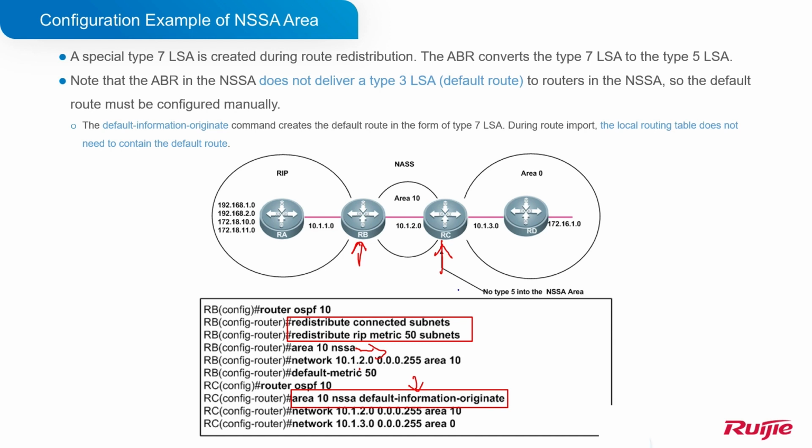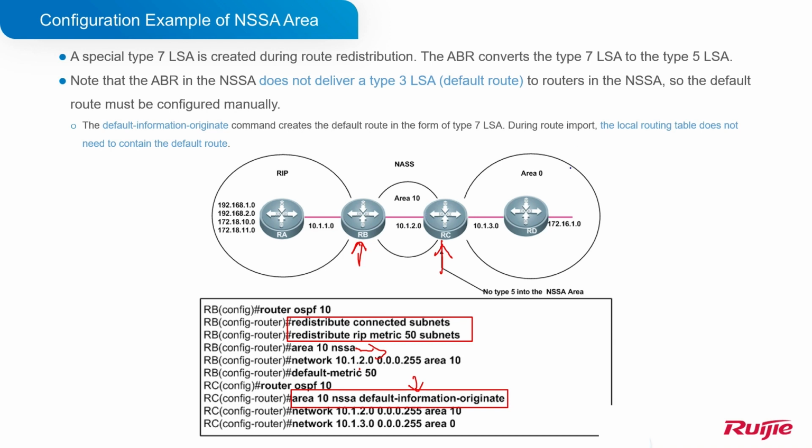But for the NSSA area, there is a little difference because we can't deliver the default route to the NSSA area by default. So we have to use a command. This command is default-information originate. It means we will use default-information originate to create the default route to an NSSA area. Okay, so now if we use this command, it will generate the Type 7 LSA information to an NSSA area.